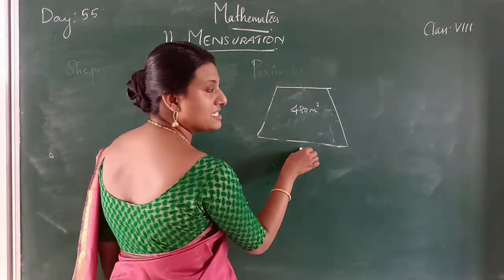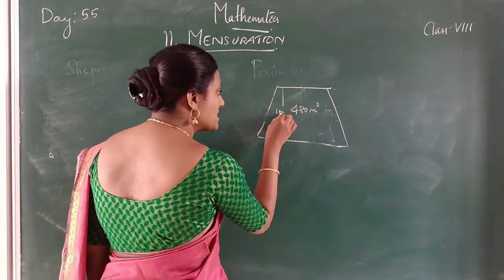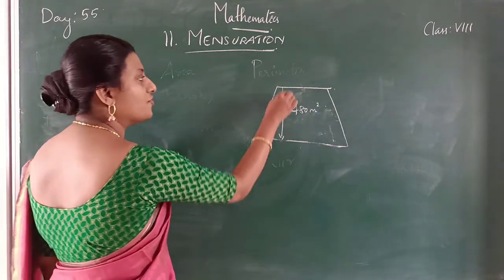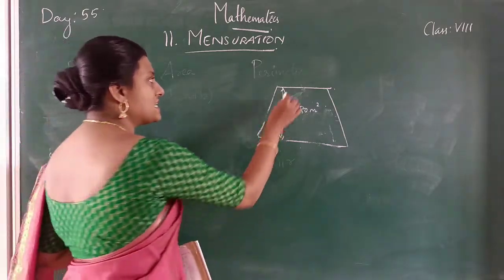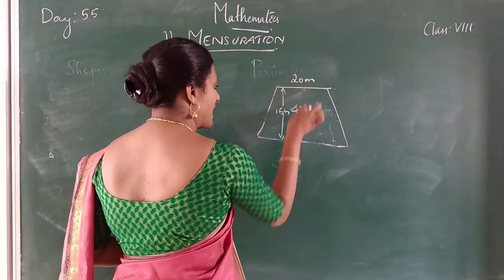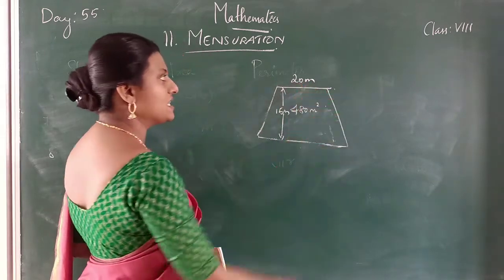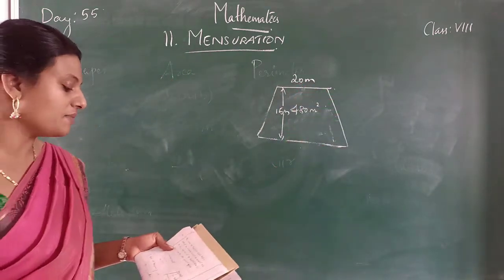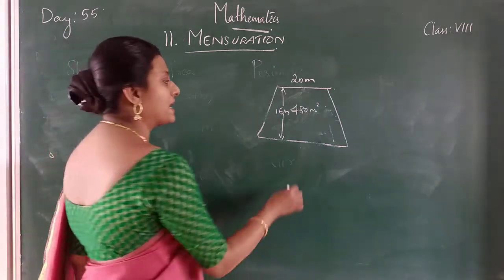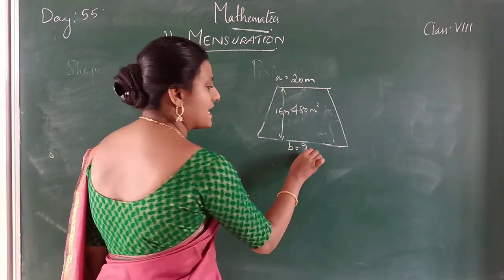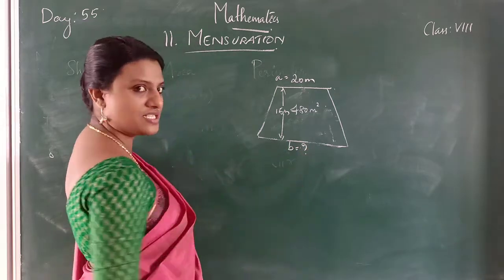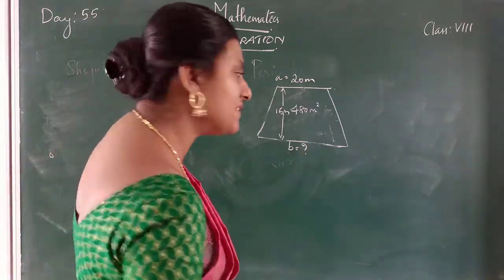These are the parallel sides. This is the distance between the parallel sides, 15 meter. Then one of the parallel sides is 20 meter. Find the other parallel side. So we call this side A and we call this side B, and we have to find what is B. So for the trapezium, everything is given.